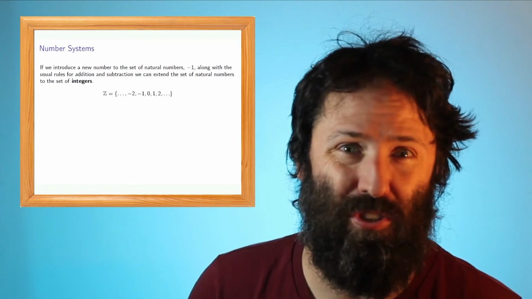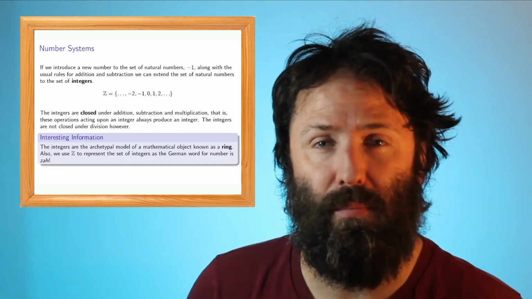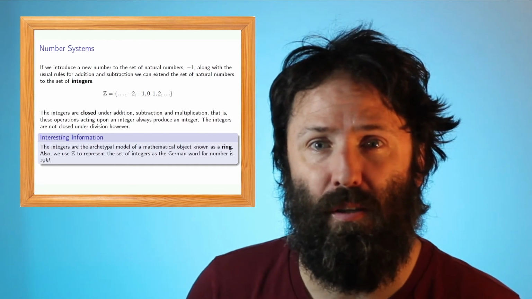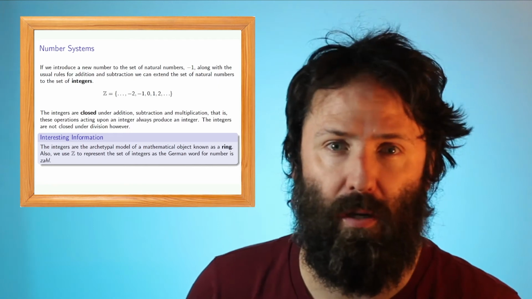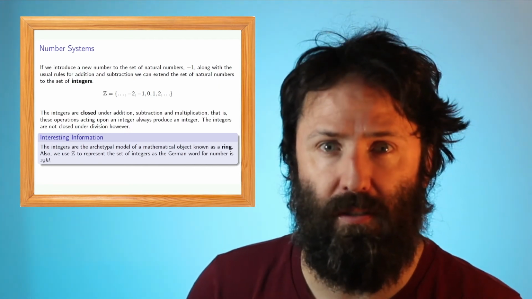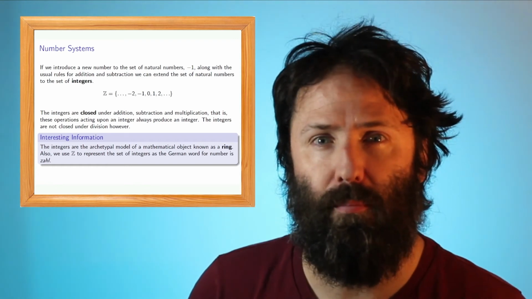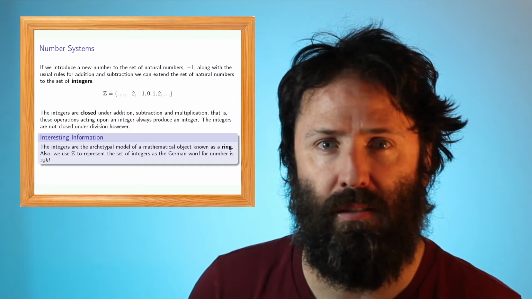And the reason we choose Z is because this number system is the simplest kind of mathematical object, which we call a ring. We're not going to go into what a ring is, that's way beyond our course, but it's the simplest type of ring. And the mathematician that first developed the basic theory of rings was Emmy Noether. Emmy Noether was a German mathematician, hence we now use the symbol Z to represent integers.